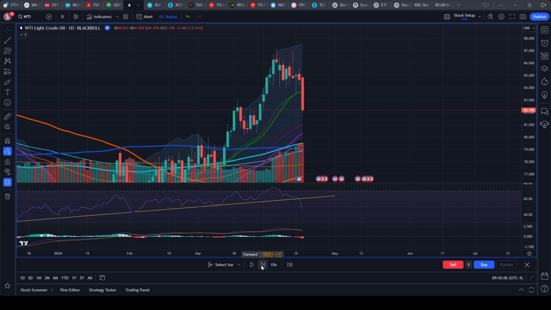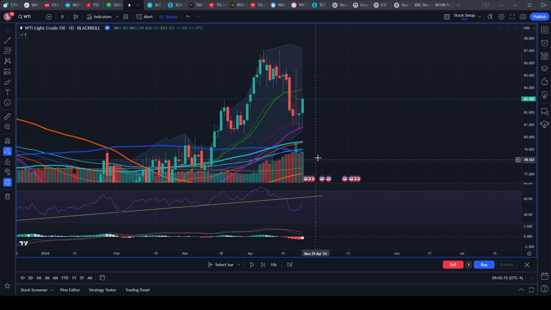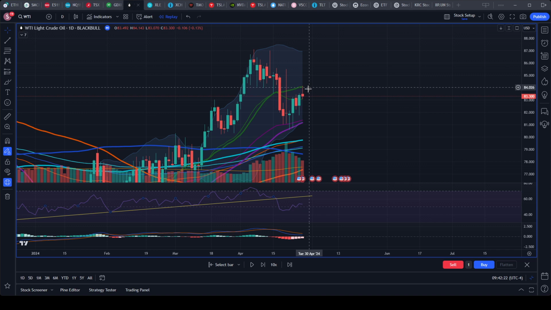Now we're just going to move to April 26. You can see the daily candle is being supported by the 50 exponential moving average, now the 50-day simple moving average, and now we're on April 26th. This is when I gave this signal.